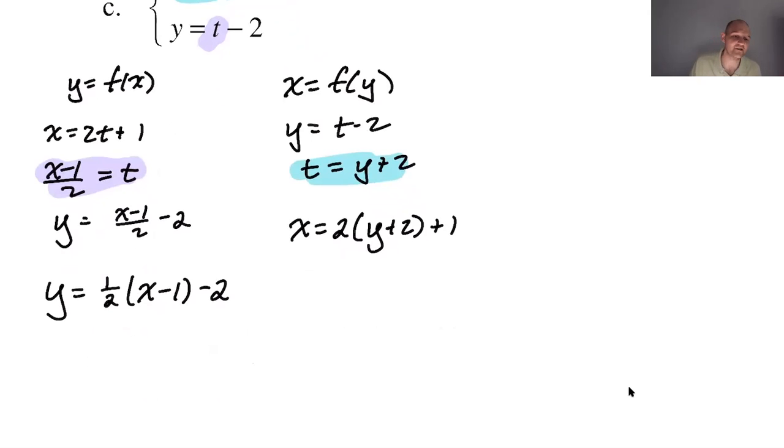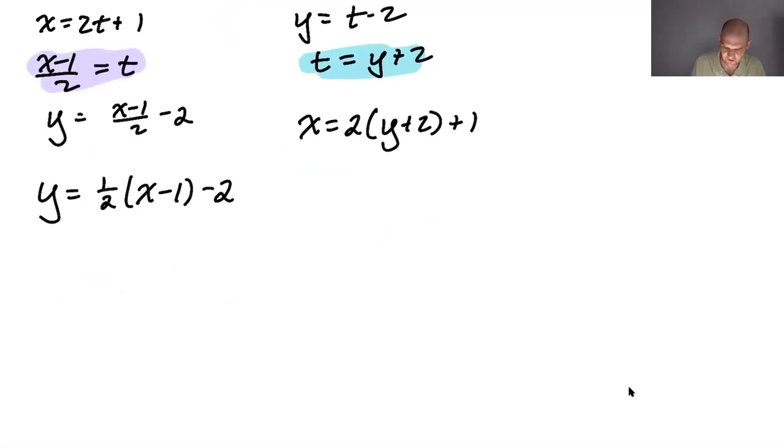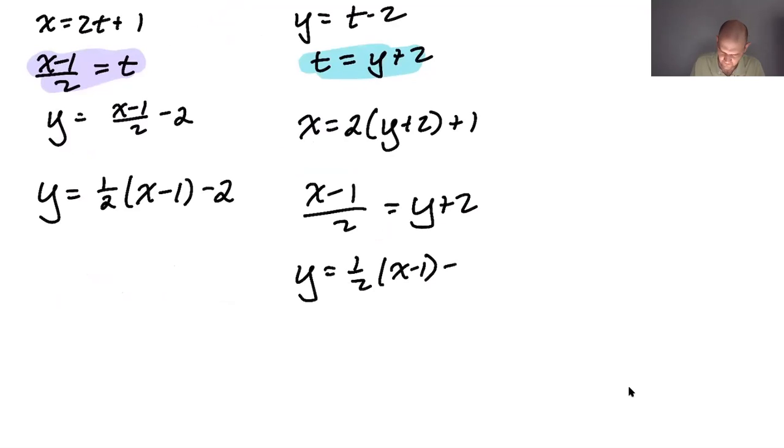It's just that in one of them, y is a function of x. You know how to deal with it. The other is x is a function of y. That's way less familiar. So I'm just going to solve this. x minus 1 divided by 2 equals y plus 2. So then you could say that y equals 1/2 the quantity x minus 1, minus 2. And if you notice, obviously, this and this are the same.